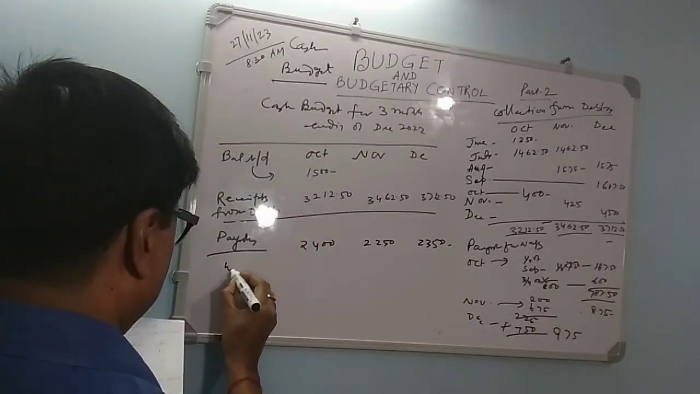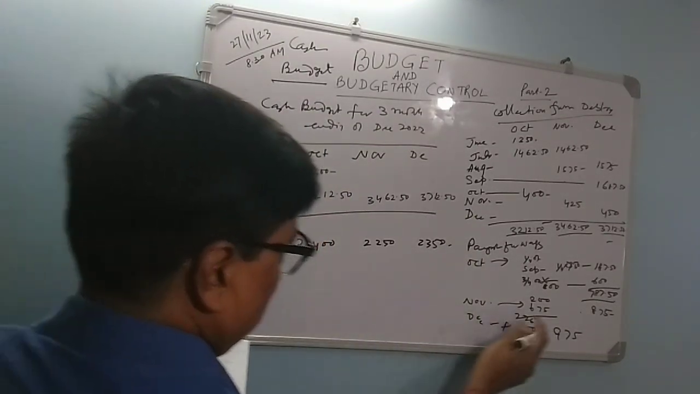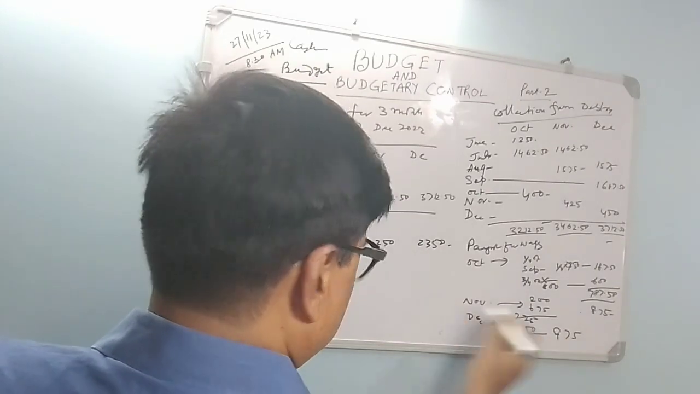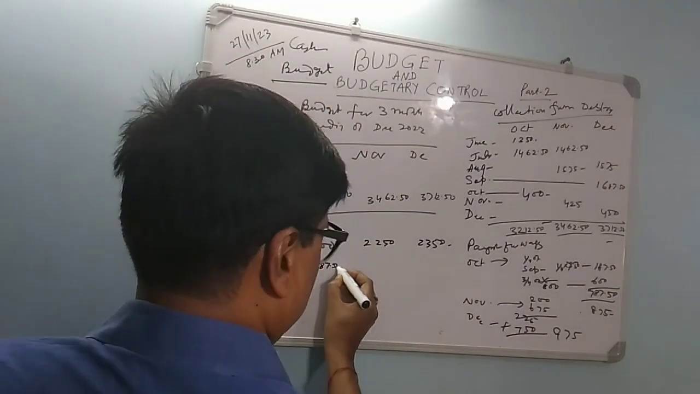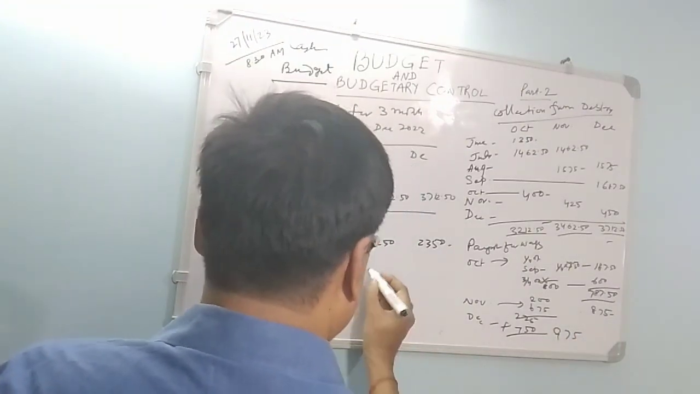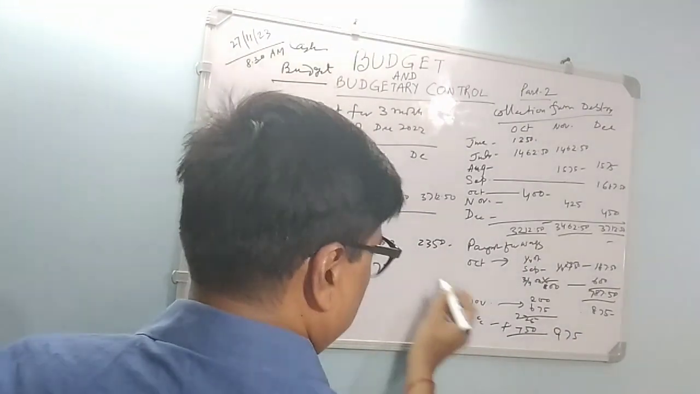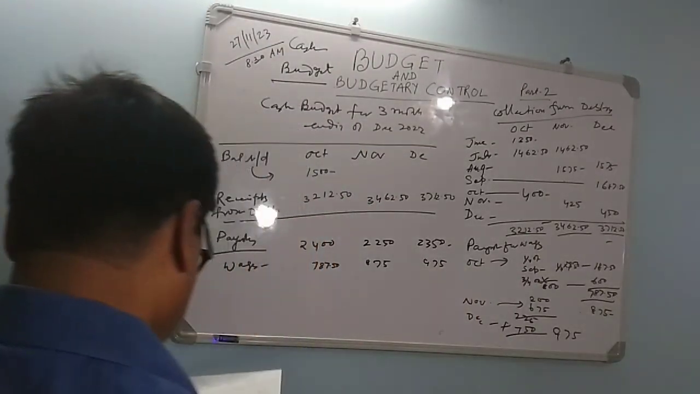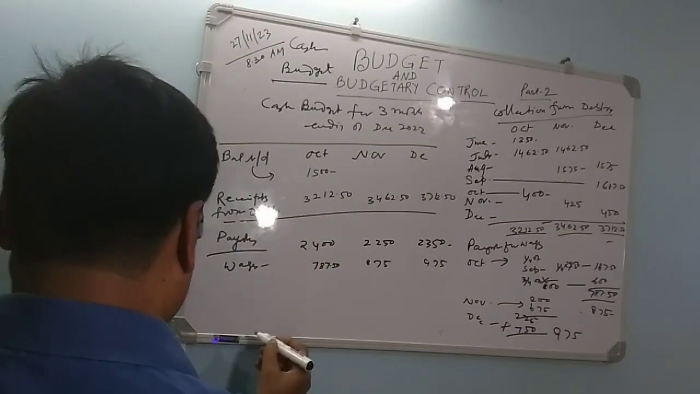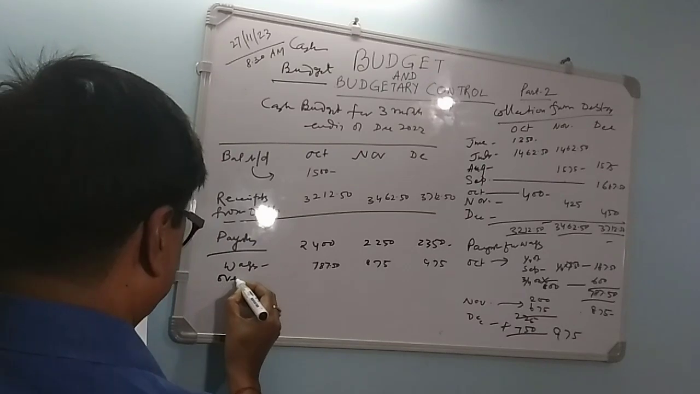Right? Similarly, wages, as you have calculated here, are 787 for October, 875 for November, and 975 for December. Then the other payments, these overheads.